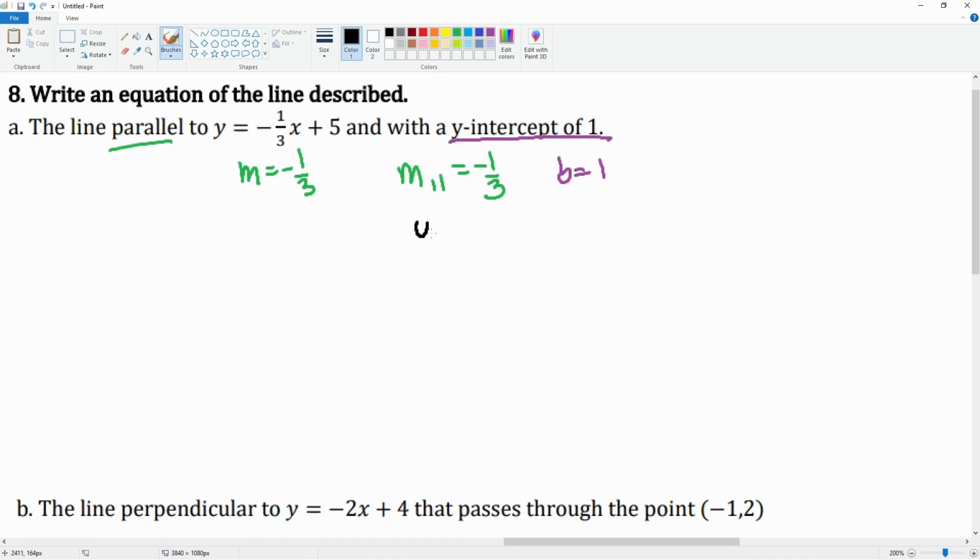So that's my equation. y equals mx plus b. We know that the m is negative 1/3 x, and the b is just a 1.